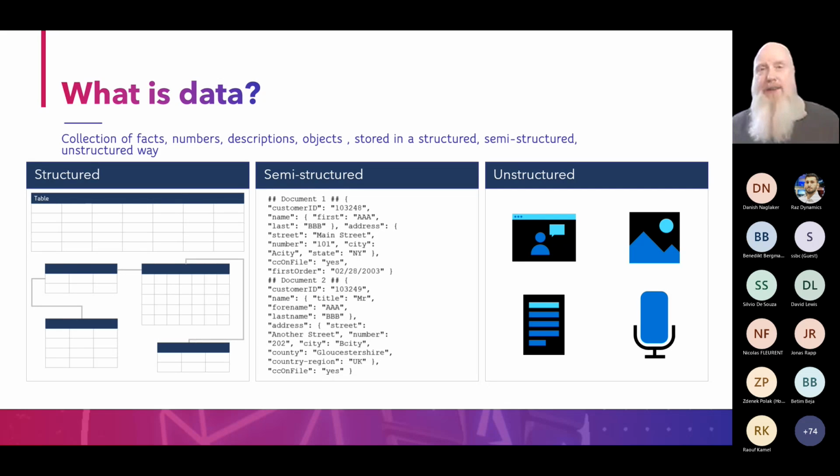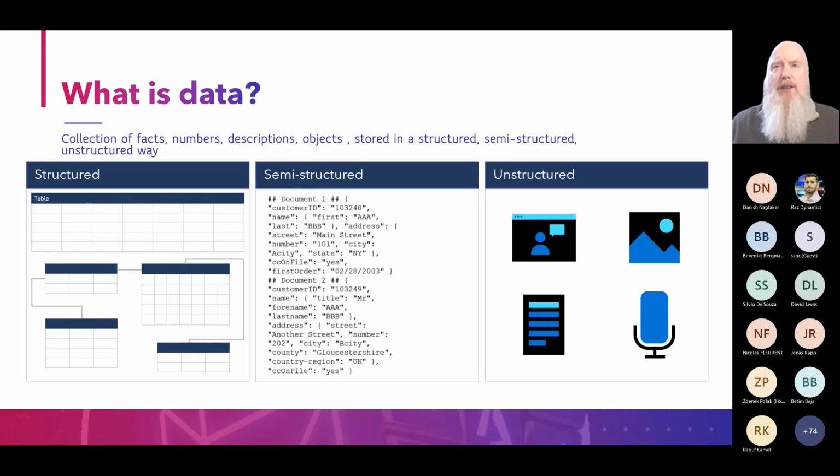Then we've got unstructured data. So unstructured data is videos, images, text documents, Word documents, where it's unstructured and you really can't use them programmatically. They're consumed by us as humans. And then we've got this thing in the middle called semi-structured.